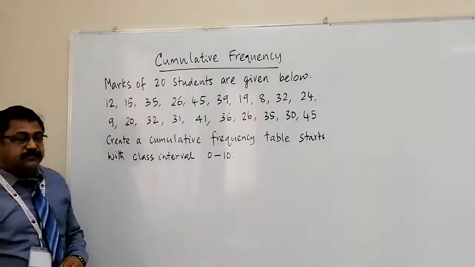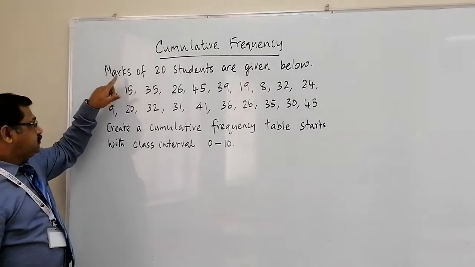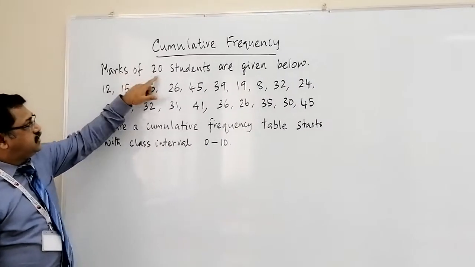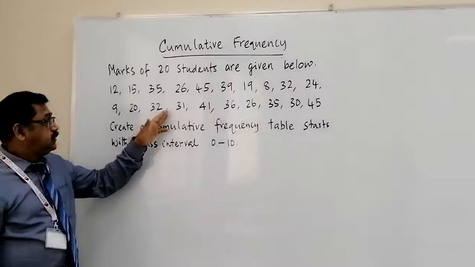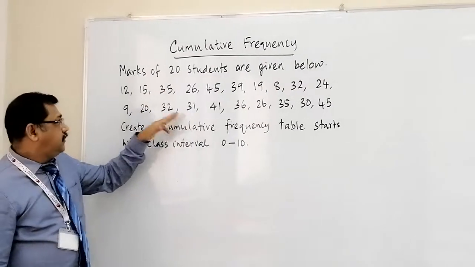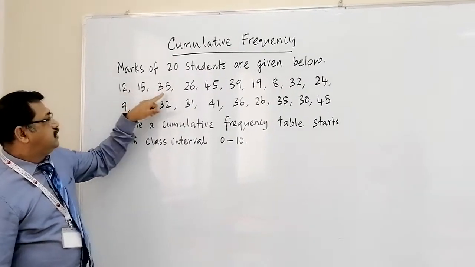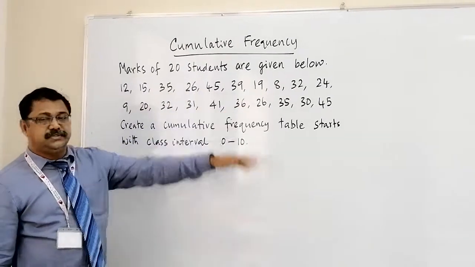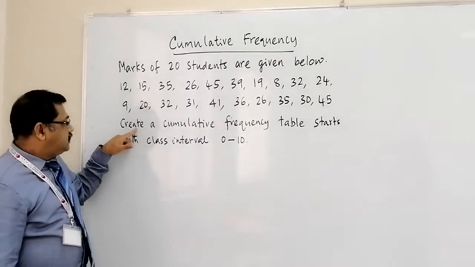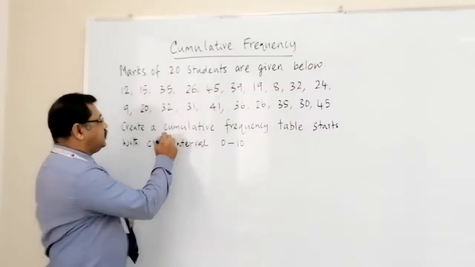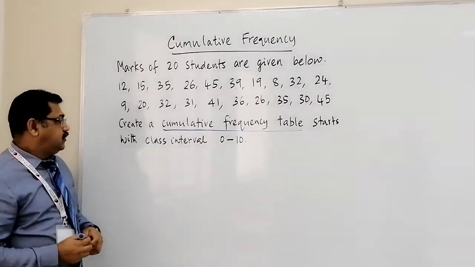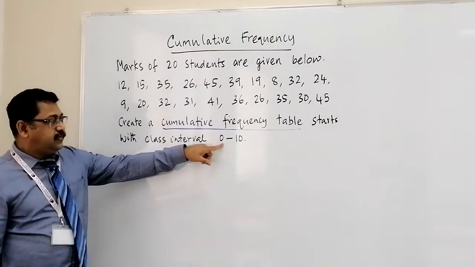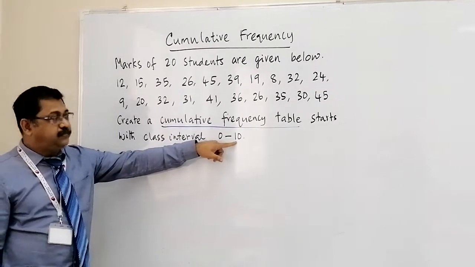Let's see an example. Here, marks of 20 students are given below. So this is our data. 20 students' marks are given here: 12, 15, 35, 26, 45, etc. And create a cumulative frequency table which starts with the class interval 0 to 10.